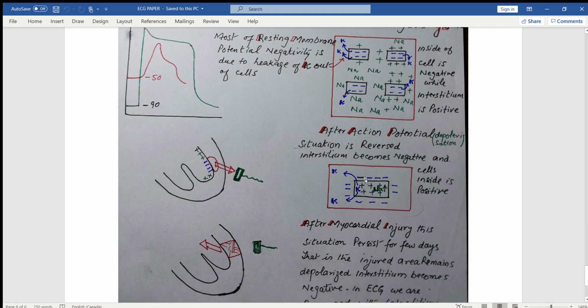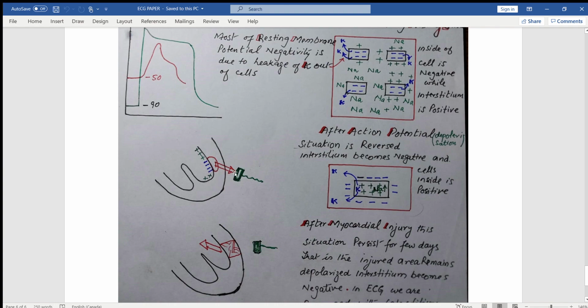So during infarction, or you can say after the infarction, that injured area remains depolarized forever. And this is the dangerous area. Actually, this is the dangerous area. Up till now, we are going to stop here and move to other things to consider.